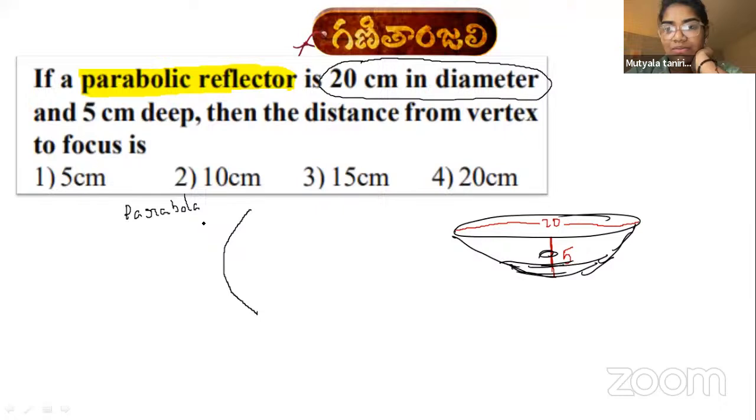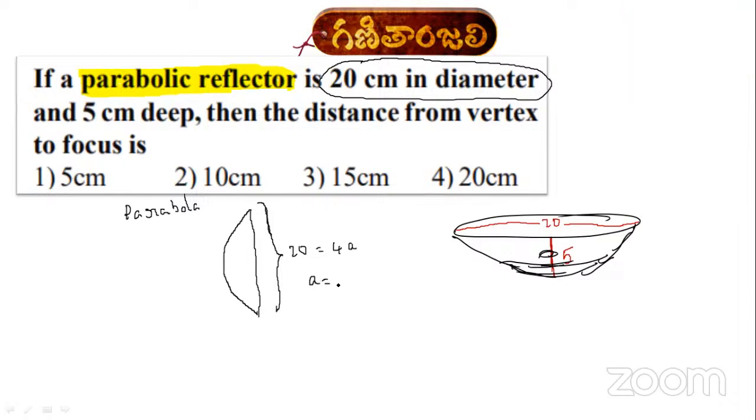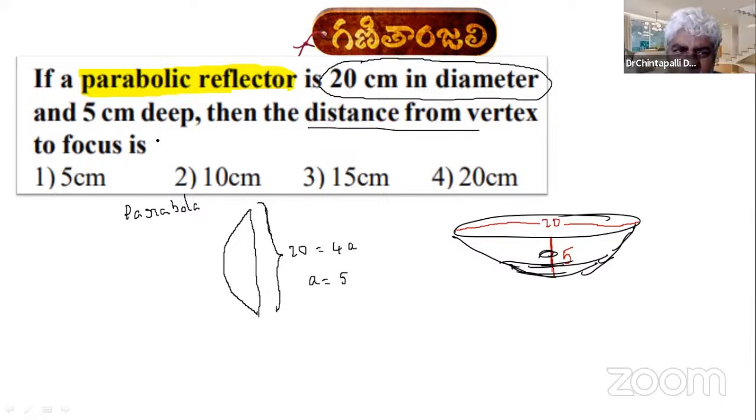4a, very good. Length of latus rectum means 4a. So this 4a is given as 20. What is the length of latus rectum? 4a. So please tell me, 4a is equal to 20. If 4a is equal to 20, what is a? 5. What is asked? The distance from vertex to focus.